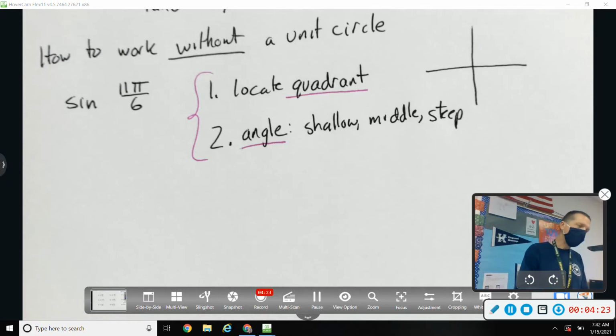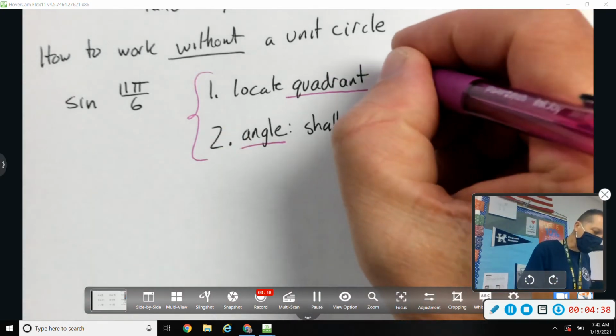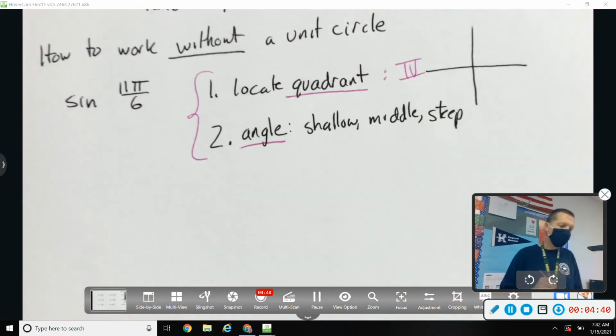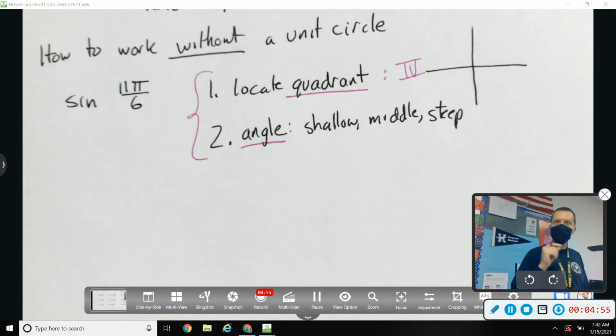So, 11 pi over 6, what quadrant is that going to land in? 4. Well, how did you know it was going to land in 4? It's close to 12 over 6. It's almost 2 pi, so it's almost all the way around. So I know that this one's going to be in quadrant 4 because it's almost 2 pi. All the unit circle angles are just barely above 0, almost to 1, just bigger than 1, or almost to 2. So it's not difficult to locate what quadrant you land in.